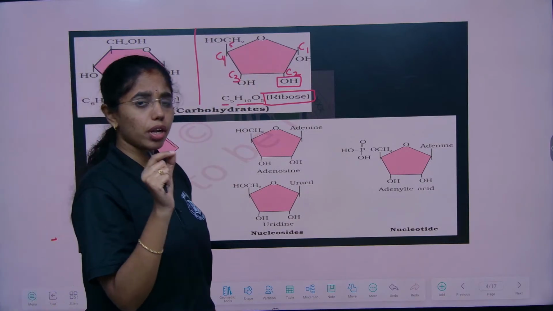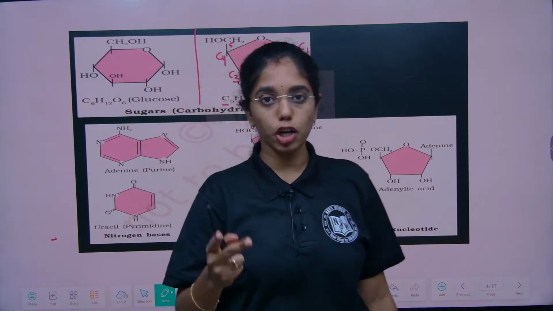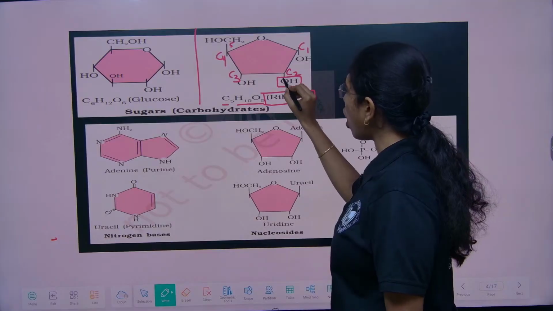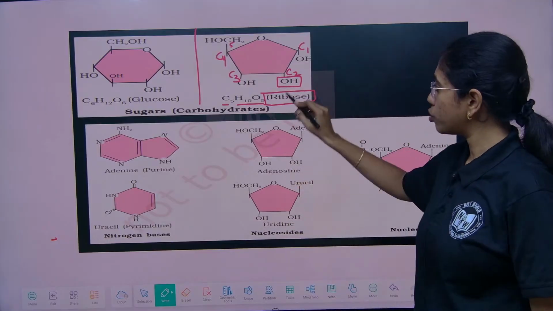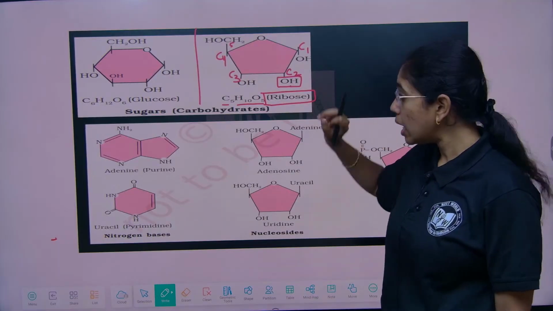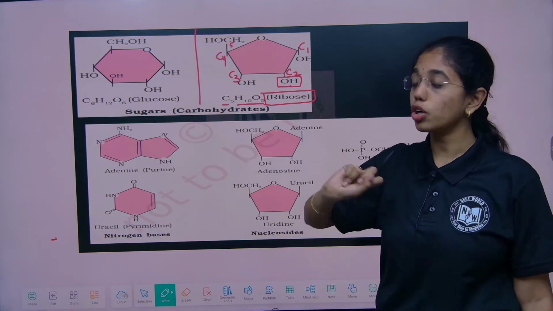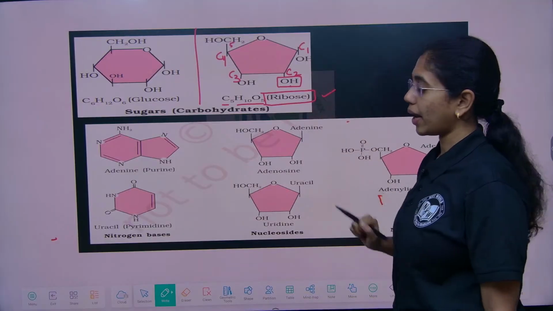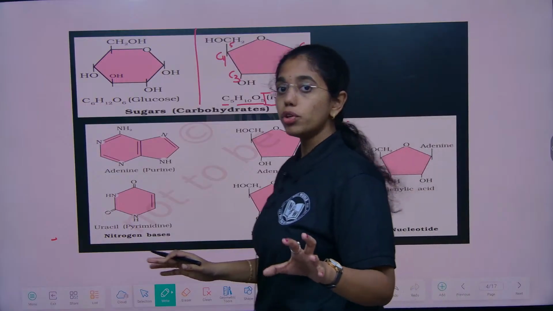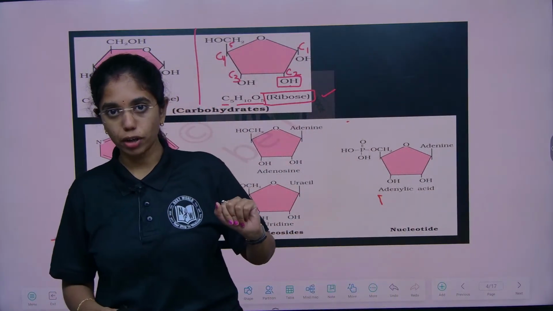The only difference between ribose sugar and deoxyribose sugar is that in deoxyribose sugar there is no oxygen group, only H is present. But here you can see the hydroxyl group at the second carbon in the ribose sugar. That is the only structural difference. I hope now you got the clear structure of the pentose sugar.